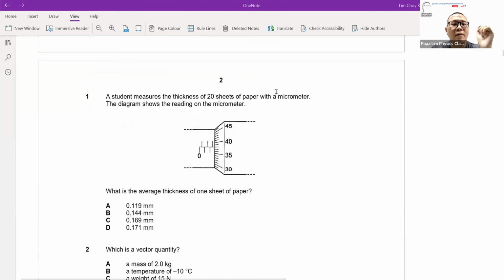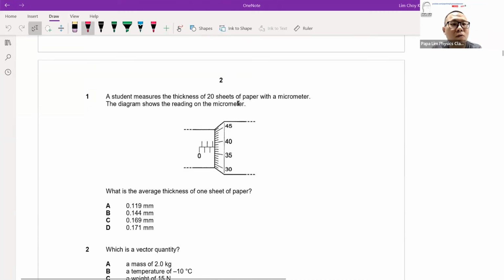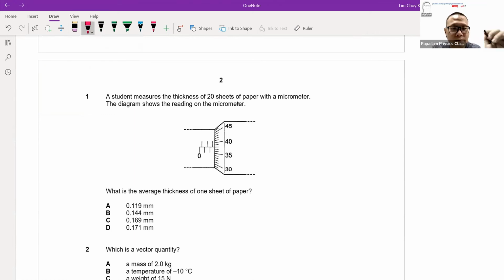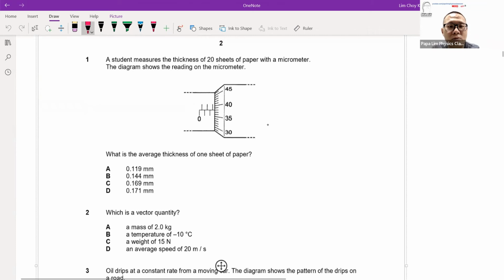Question 1, I would say, is a straightforward question. It's a very common trick that we always like to use. The question will give you a vernier caliper, and students, you need to know how to read it. This is 1, below is 0.5. Every line on top is 1 unit, and every line below is 0.5 units. So this is read as 1, 1.5, 2, 2.5, and 3. The main scale reading is 3, so it's 3 mm.